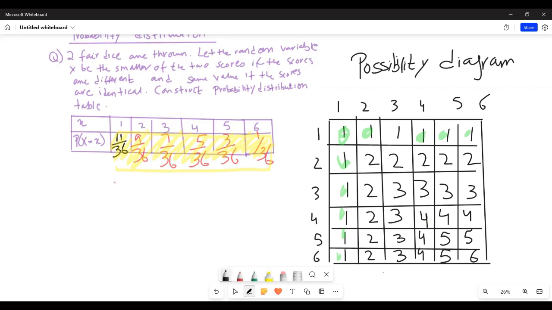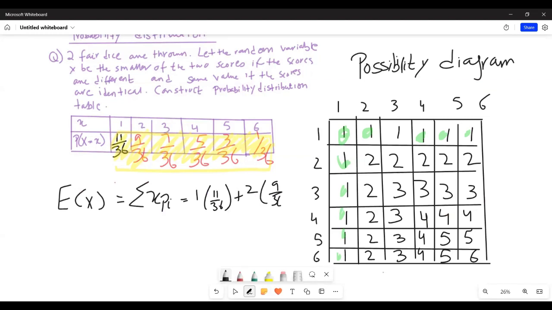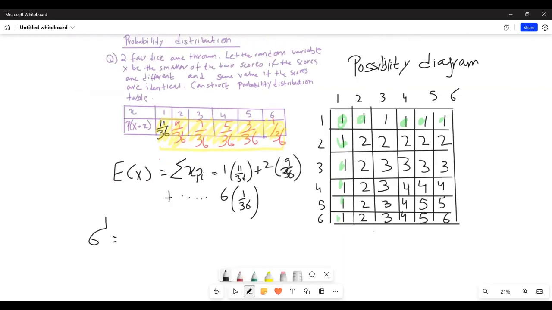In the next part, you might be asked to find the expected value, which we've discussed earlier, is summation x times pi, which would be 1 times 11 by 36 plus 2 times 9 by 36 plus, that's 36, plus all the way till 6 times 1 by 36. And then you might be asked to find the standard deviation, which is square root summation x square times its probability minus square of the expected value. So we're not getting into that. I just wanted to revise the formula with you.